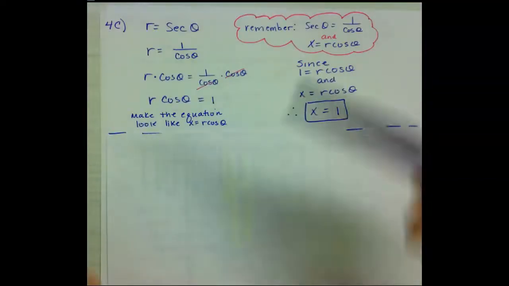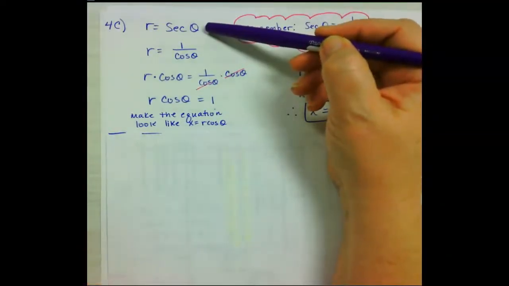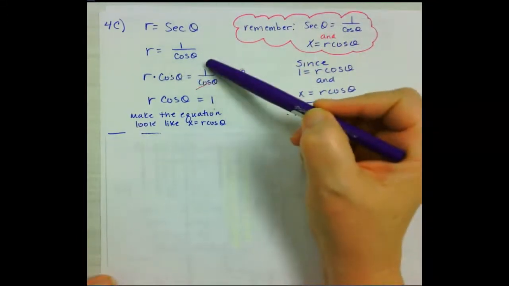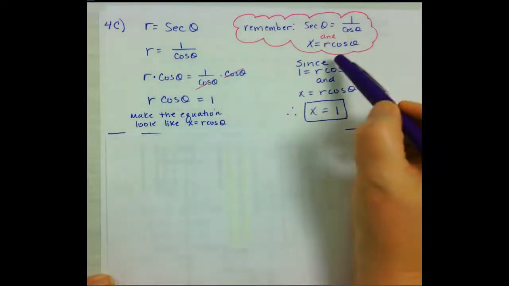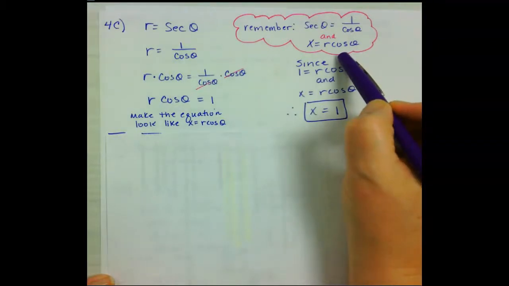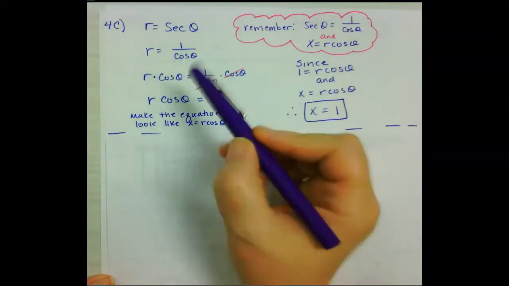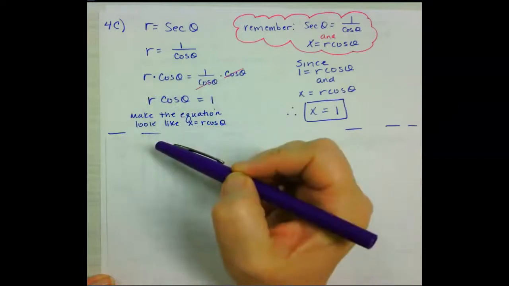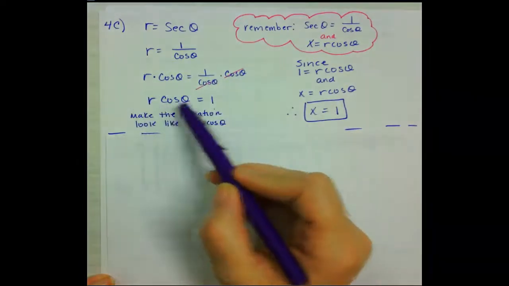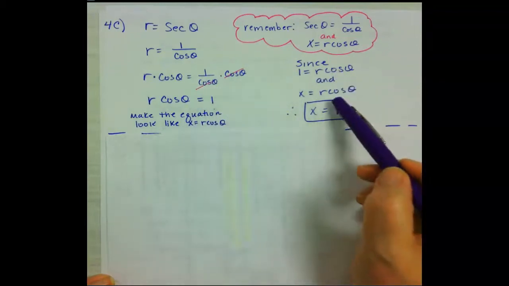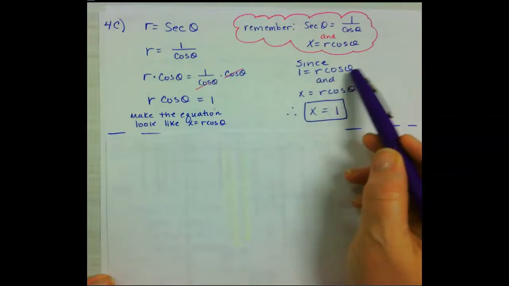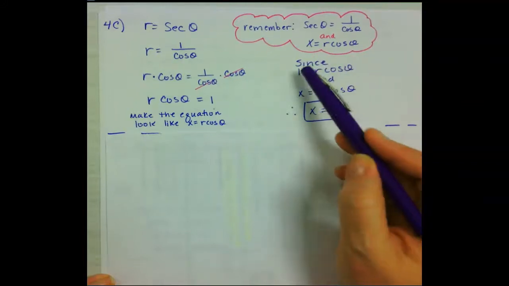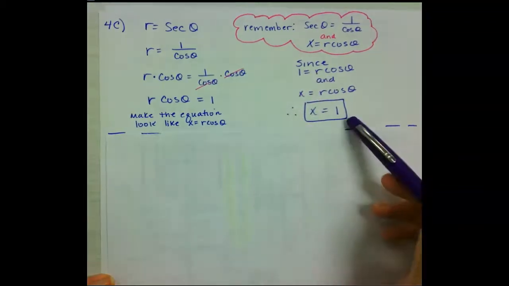For 4c, we're dealing with secant, and unfortunately nothing that we've been working with has secant. We need to be in terms of sine and cosine, so I replace secant with 1 over cosine. Then I need to get it in a form I'm familiar with, right? My conversion fact is x equals r cosine theta, not a fraction with cosine in the bottom. So I multiply both sides by cosine, and I end up with r cosine theta equals 1. So remember, our conversion fact is x equals r cosine theta, and we have 1 equals r cosine theta, which means if this is equal to this, then 1 has to be equal to x, and that is actually my equation.